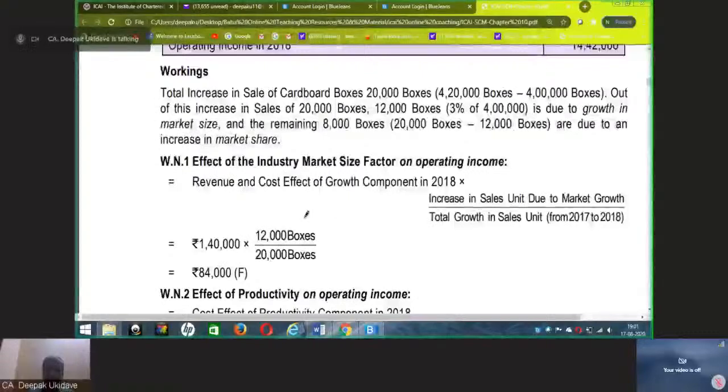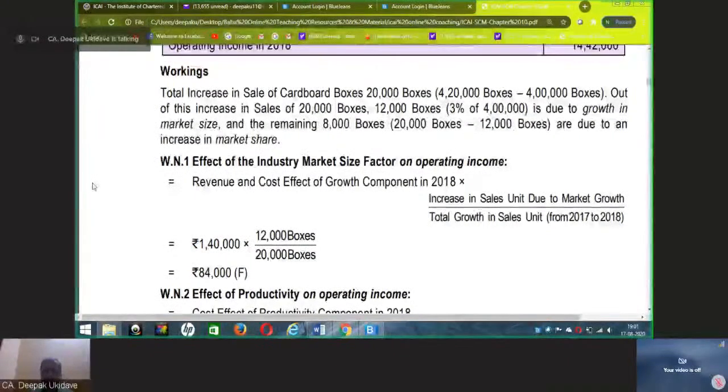that is 20,000. Look at this calculation and try to do these calculations on the calculator. See whether you are able to make sense by doing these calculations. Do this calculation, 1,40,000 into 12,000 upon 20,000, and you get the answer 84,000 favorable. That means 84,000 is the effect of growth. So this is working note 1. We can say that because of growth in the market size factor, the operating income has gone up by 84,000 rupees. So that's it. We will apply this 84,000 in the reconciliation as it is.